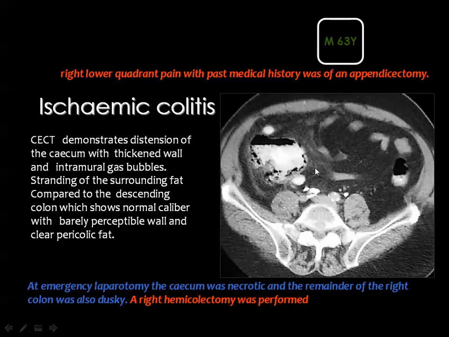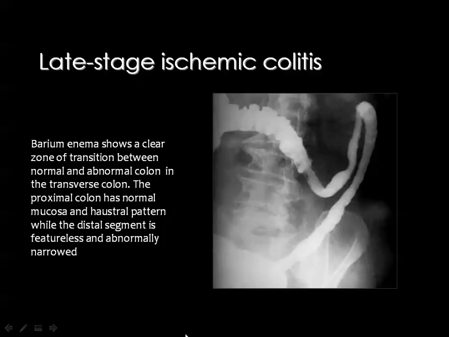And here are the ischemic changes with gas in the wall of the cecum in a case of ischemic colitis, and the emergency laparotomy found that the cecum was necrotic, and the rest of the right side of the colon looked to be ischemic, and they decided to perform right hemicolectomy.